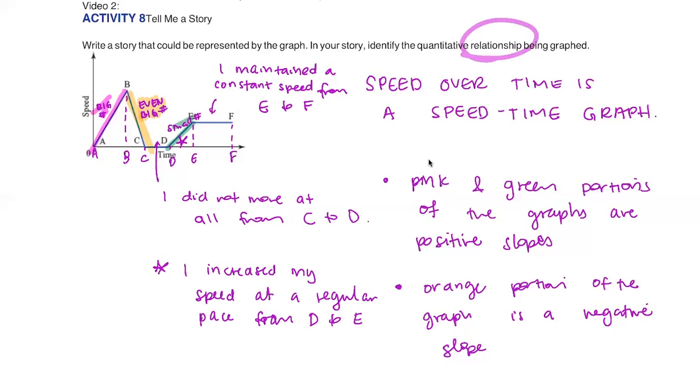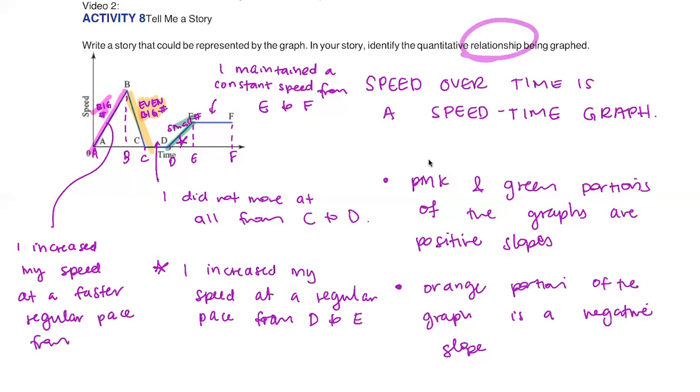If I increase my speed at a regular pace from D to E, then for the pink portion, I increased my speed at a faster regular pace from A to B.